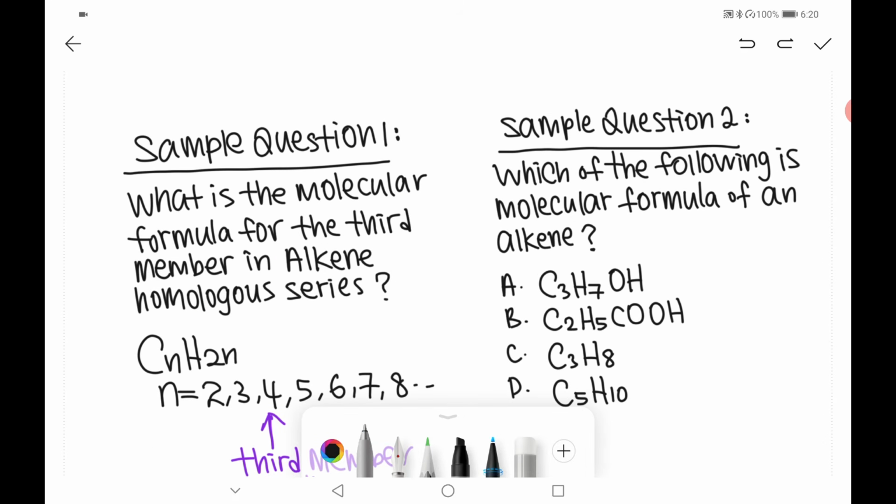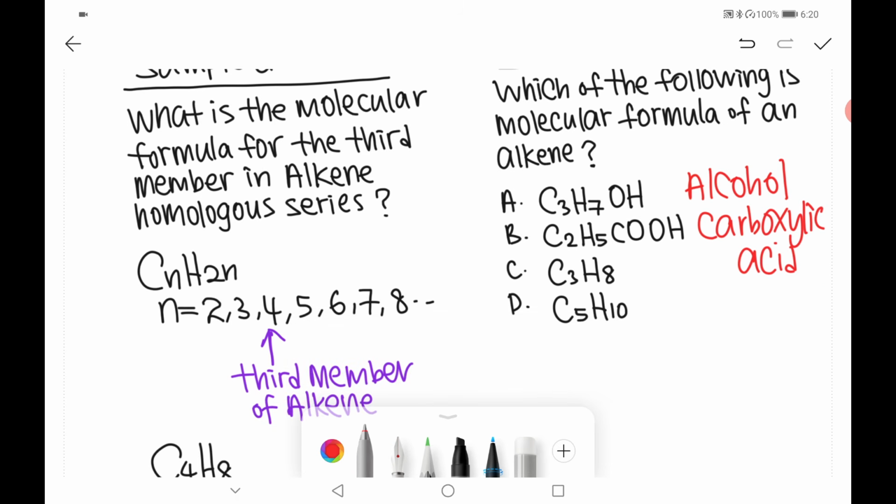Answer A, C3H7OH. When you see OH, it is an alcohol. We are looking for alkene, so it's wrong. For answer B, C2H5COOH. When you see the functional group COOH, it is carboxylic acid. All these we learned in the first lesson: OH is the functional group of alcohol, and COOH is the functional group of carboxylic acid.